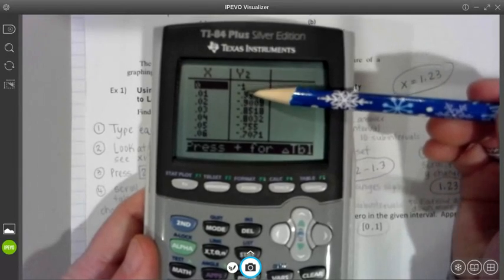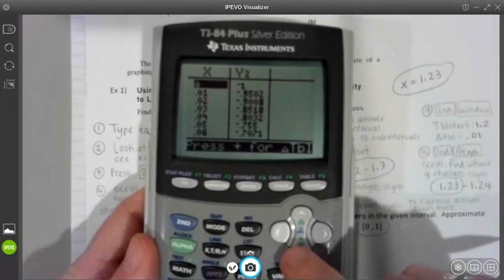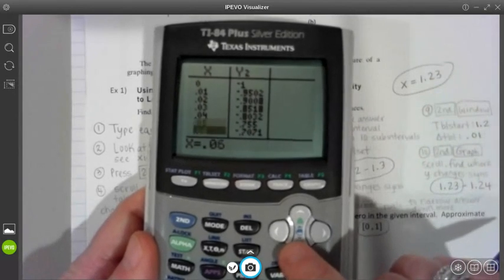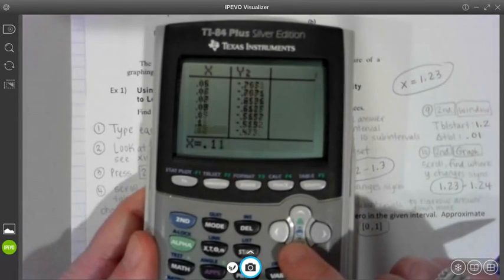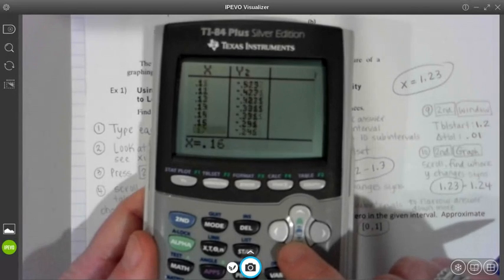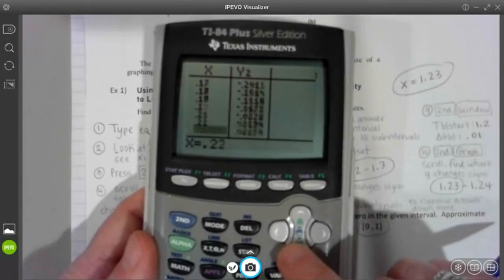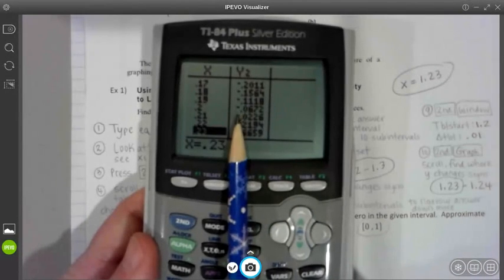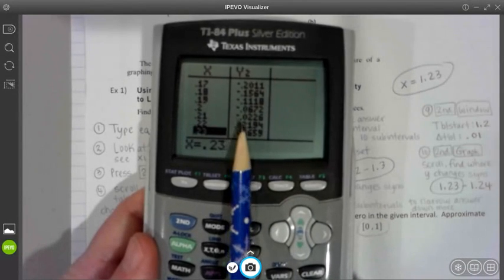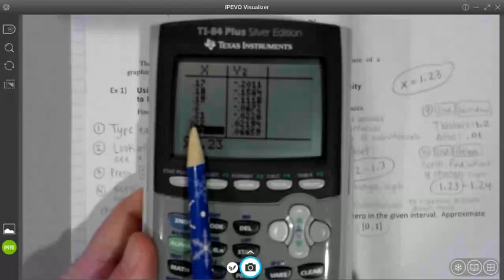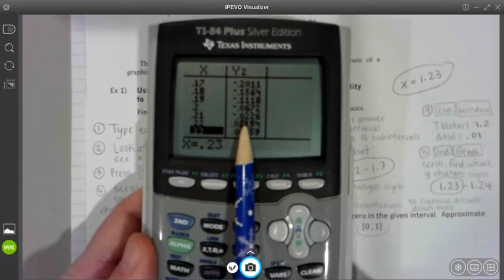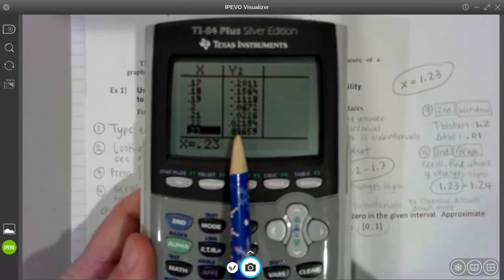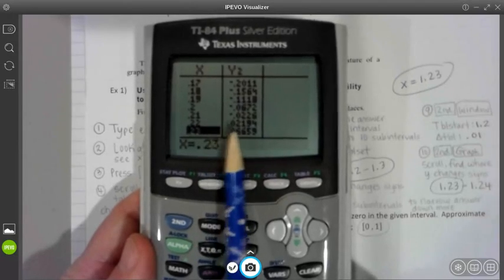Look at all the y values. They're all negative. So we're going to keep scrolling until we see the y-coordinate change to a positive. Negative, negative, negative, negative, negative, negative, negative, negative, negative. Oh, there it is. All right. So see how y was negative, negative, negative, and then right there it was negative, and now it's positive. So when x was 0.21, it had a negative y coordinate. When x is 0.22, it has a positive y coordinate. So we know there's an x-intercept right there.